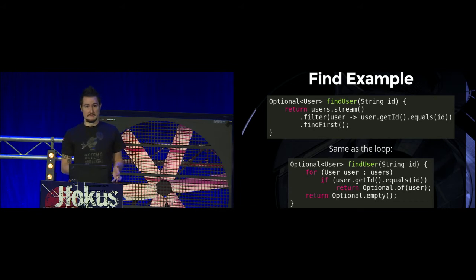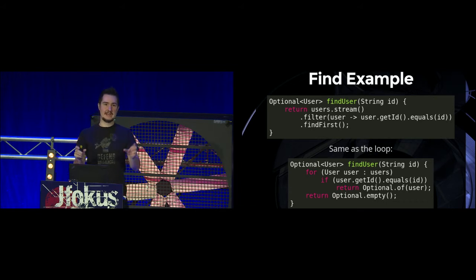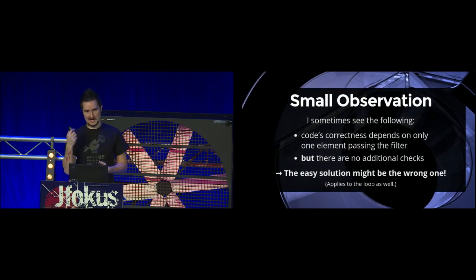So far, so good. So let me be clear, find first and find any themselves don't do anything wrong. They do exactly what they say they do. But I often see that the stream pipeline that was written there depends, the correctness of the code depends on the fact that only one element will survive the stream. The ID was a good example. But there are no checks around. With the IDs, it is possible that there's a map somewhere, and as soon as you enter a user with the same ID again, some error happens and things blow up.